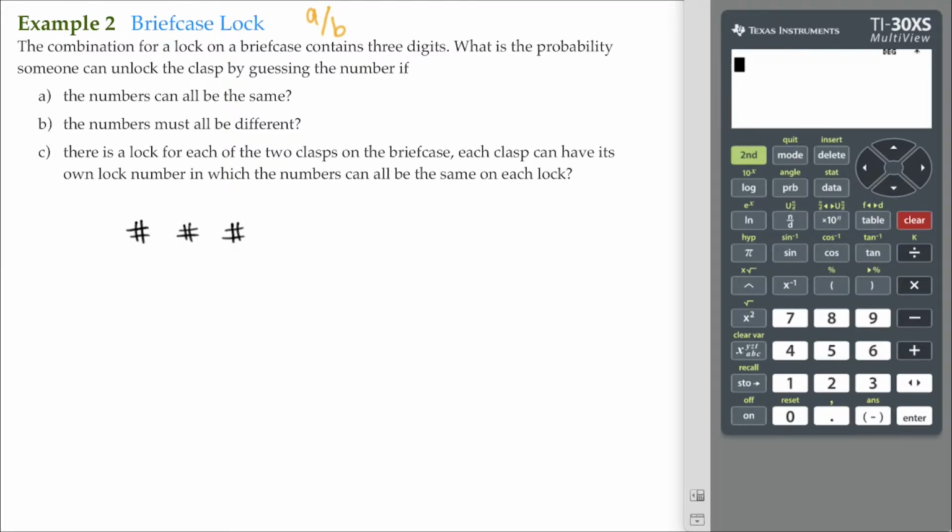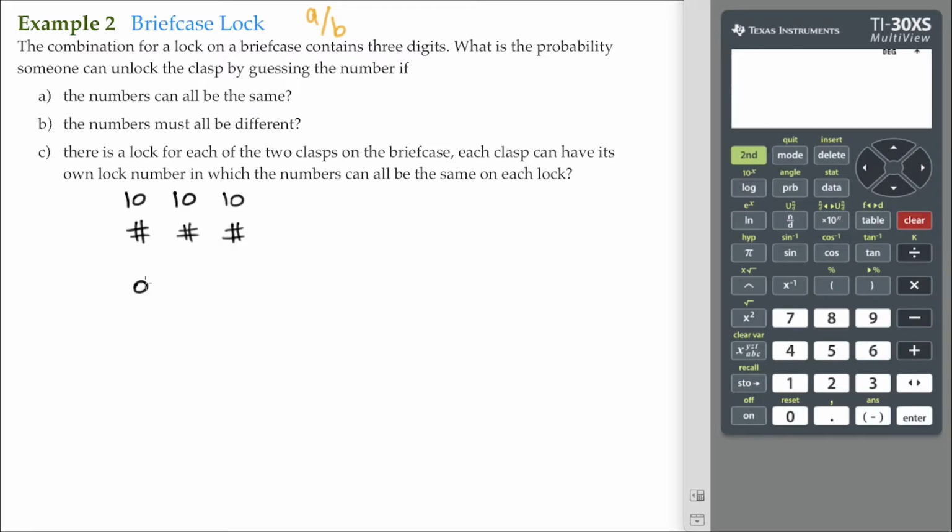So there are 10 possible digits, 0 through 9. So this number can be any one from 0 through 9. So there's 10 possible digits for the first number here. Since this can be the same as this one, there's 10 possible digits for the second number, and the same for the third number. Now logically, if we were to go ahead and make the sample space, maybe the sample space would look like this.